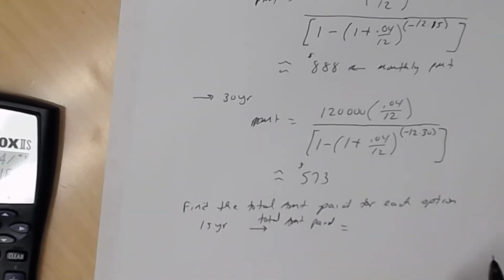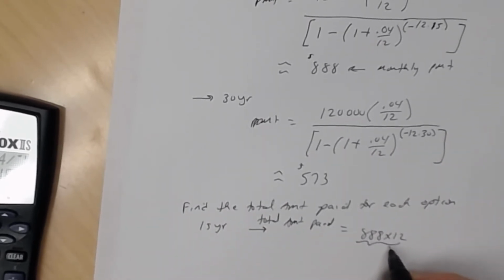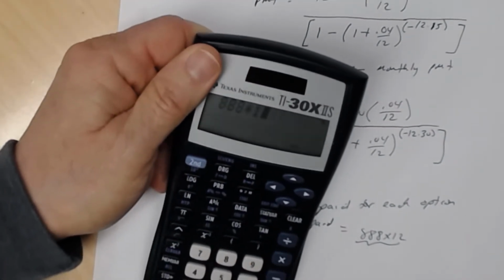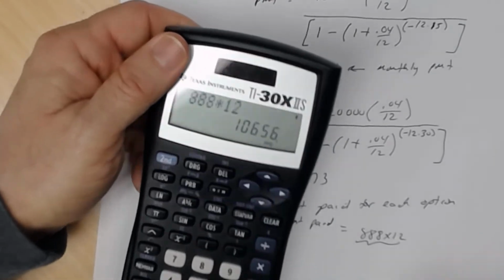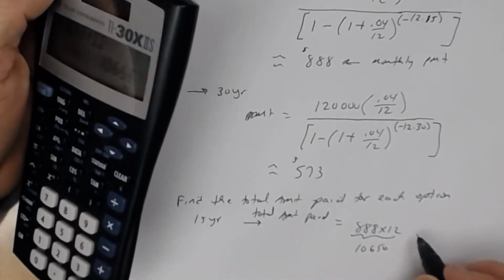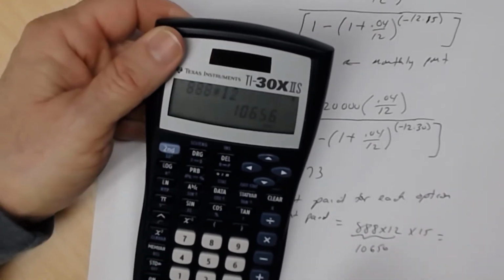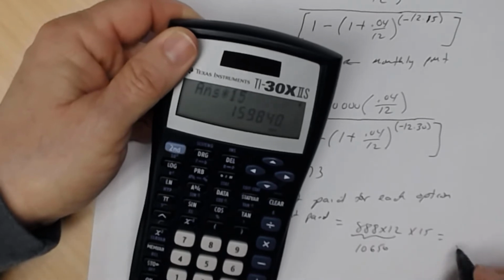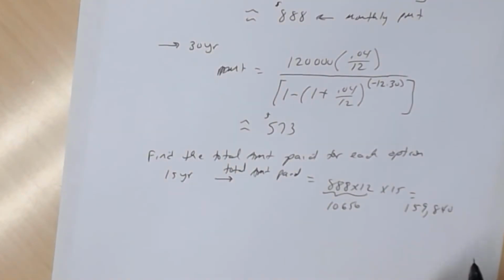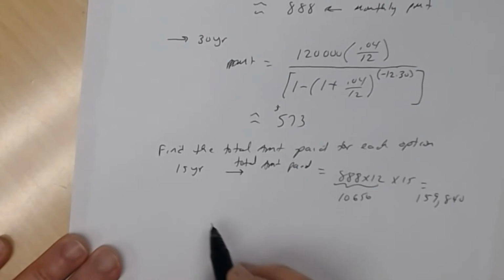will equal, remember this is per month, so 888 times 12 is the amount for 1 year. In 1 year, 888 times 12, you would pay $10,656. But in 15 years, times 15, that's $159,840.